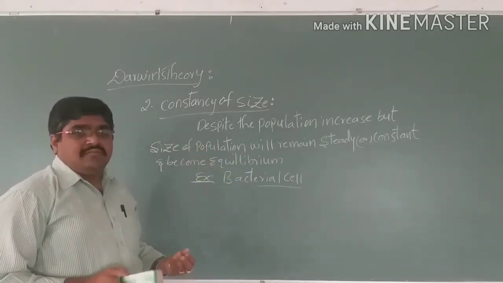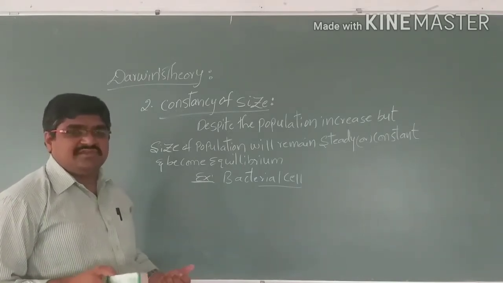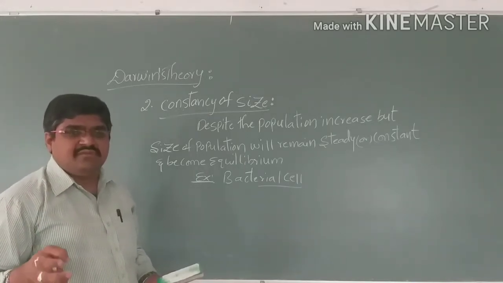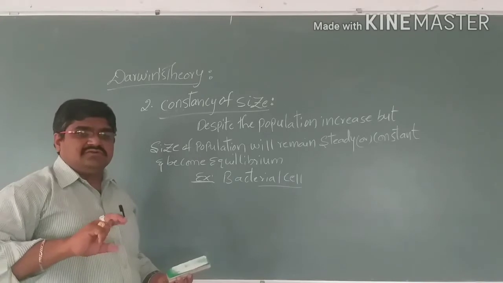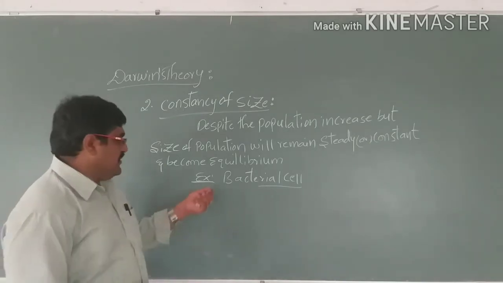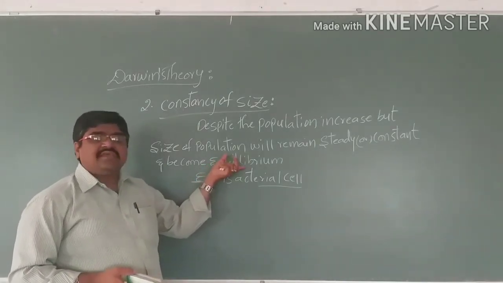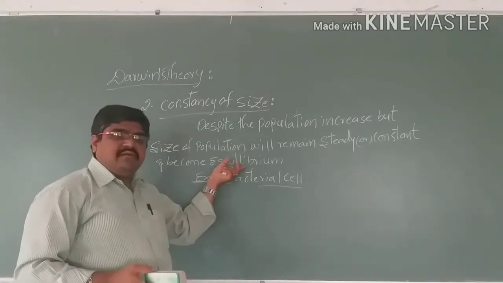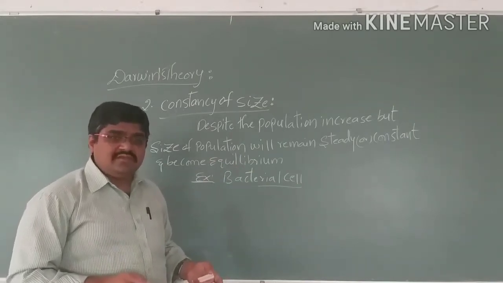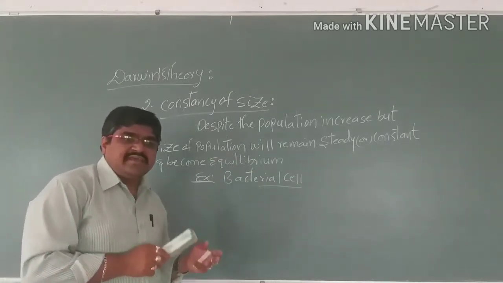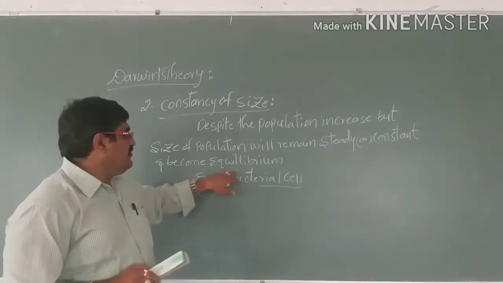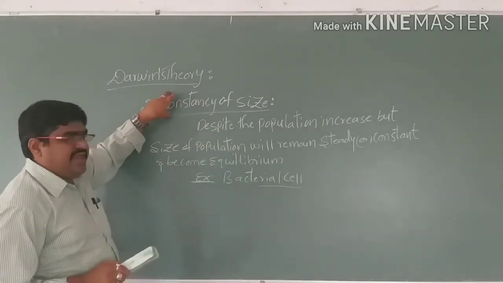That means even though the number of the population has increased, that population will become constant and will not change. If it changes, it increases or decreases, but at one time this population will become an equilibrium. Equilibrium means constant, where there is neither increase nor decrease. So that is what we call the constancy of size.